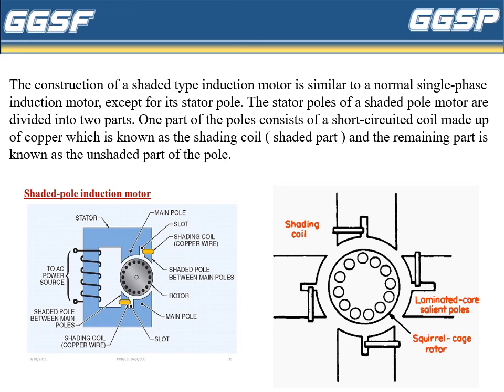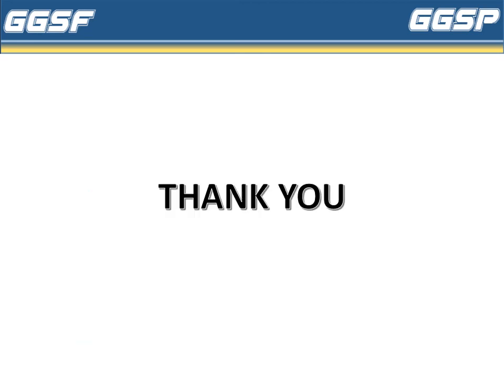This cross section shows the parts of the shaded pole induction motor. There is a stator, main pole, slots, copper wire, which is also known as shading coil, shaded pole between the main poles, rotor, main pole, slot, shading coil, shaded pole between the poles, and the power source.